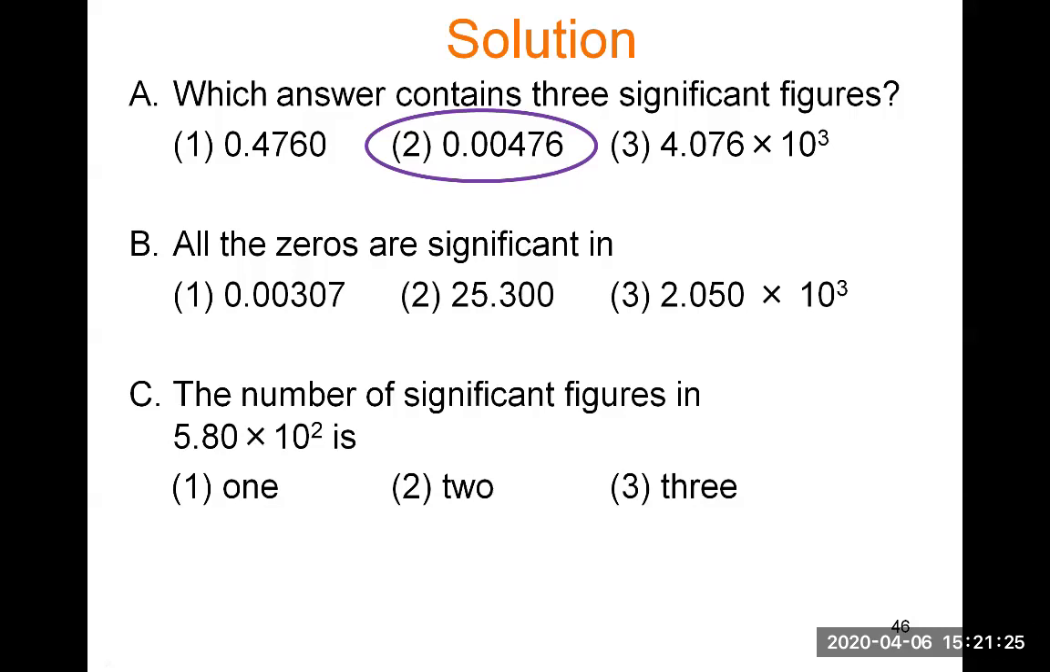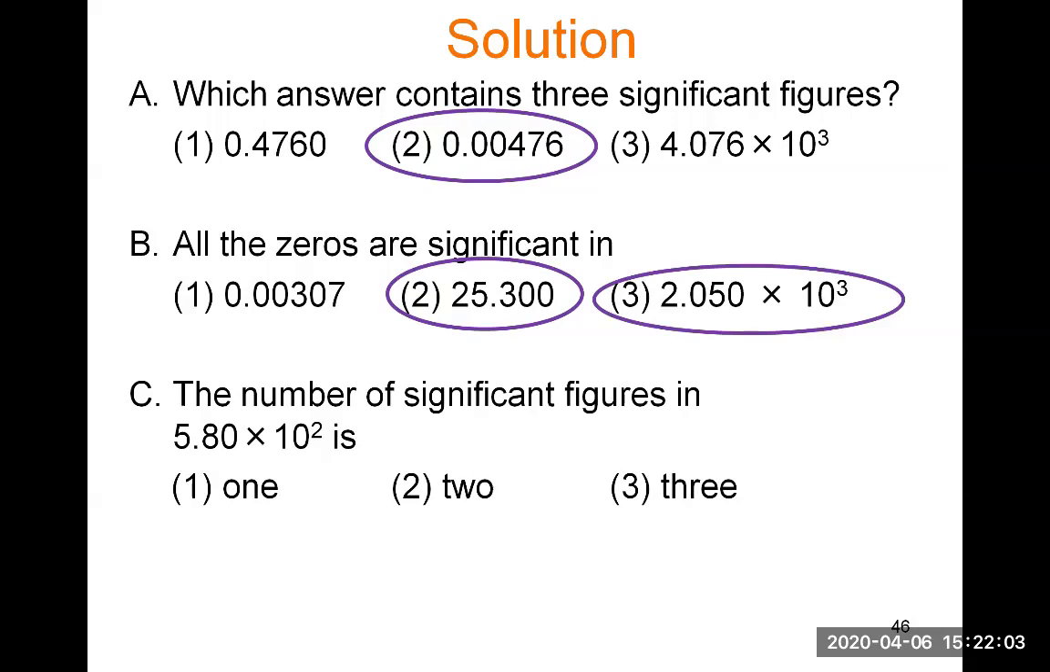Question B, all the zeros are significant in... And so here there are 2 answers. So first answer, 25.300. All the zeros are significant in that number because you see the decimal point and you have non-zero digits before the zeros come in. So that makes those zeros at the end to the right significant. So we have 5 significant figures in that answer.